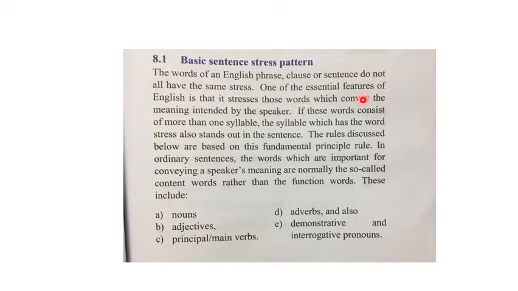Okay, one of the essential features of English is that it stresses those words which convey the meaning intended by the speaker. من ميزات أو feature or characteristic of English language or sentences is that they stress words which carry meaning. تمام؟ الكلمات الجوهرية في الجملة الأساسية اللي بتحمل المعنى من السبيكر. تمام؟ If these words consist of more than one syllable, the syllable which has the word stress also stands out in the sentence. أوكي، يعني الكلمة اللي فيها ستريس بيتم لفظها بشكل أوضح، وجوا الكلمة نفسها المقطع اللي عليه ستريس برضو بيظهر أو بيبرز بشكل أوضح وأحسن في الجملة.